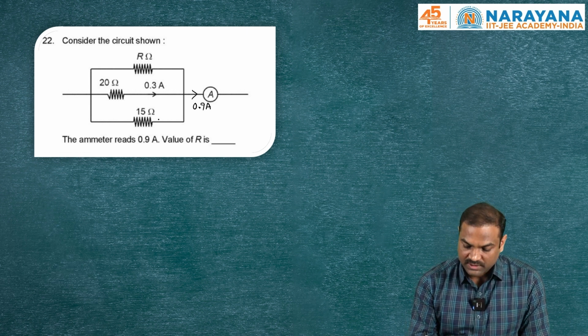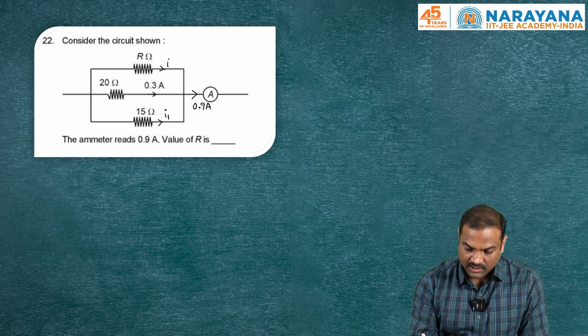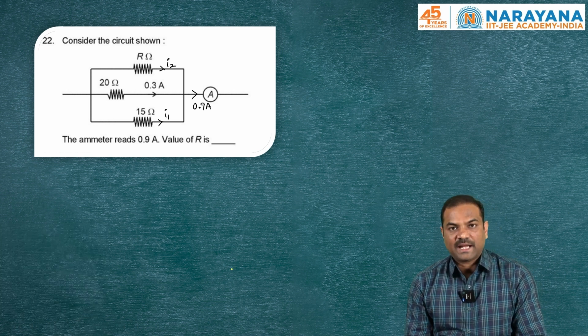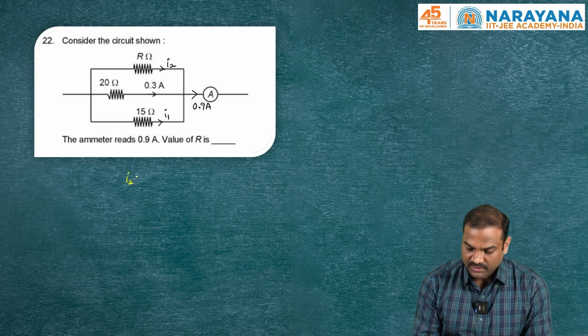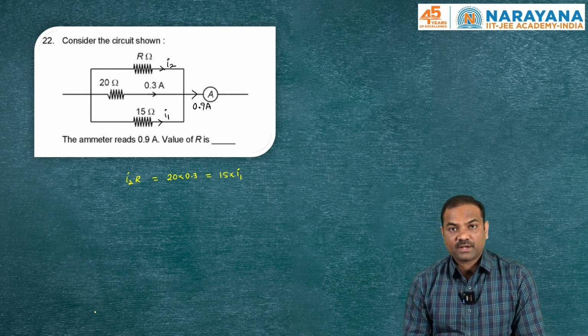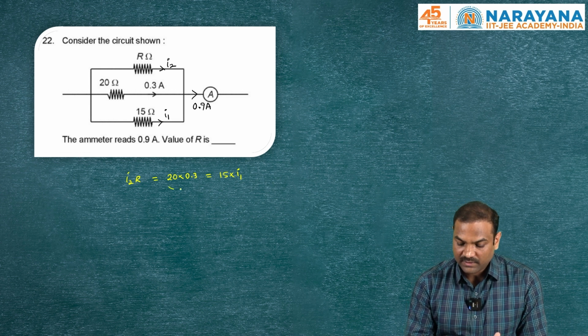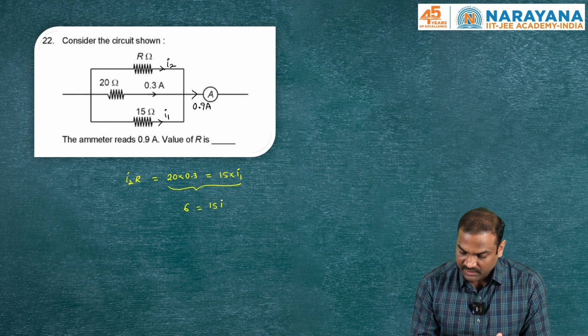I'm taking the current in the 15 ohm as I1, and the current in R as I2. The first idea is, as all are in parallel, I can equate potential differences. Then I2 into R is equal to 20 into 0.3, which is equal to 15 into I1. Ultimately we need to find the R value, for which we require the I2 value. Immediately we can calculate I1, since 6 is equal to 15 I1.